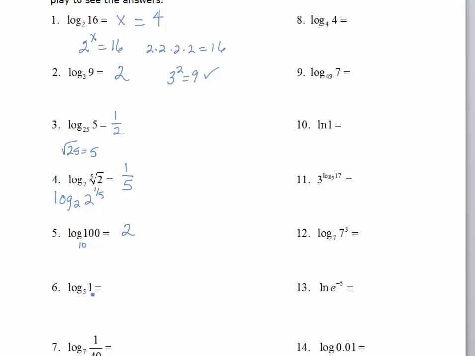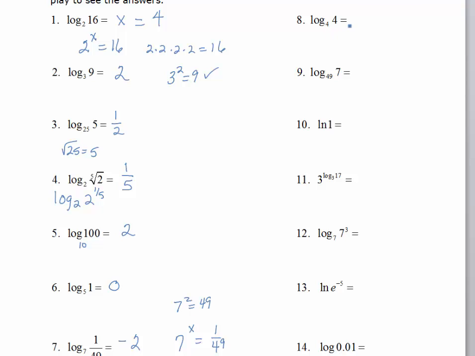Number 6, 5 to what power gives me 1? Well, remember the log of 1, no matter what the base is, is always 0. Now when your base is an integer and your argument is a fraction, in order to make that happen, we're going to need a negative exponent. When I ask myself 7 to the x is going to equal 1 over 49, well, I know 7 squared equals 49, so it would have to be 7 to the negative 2. So 7 to the negative 2 equals 1 over 49.